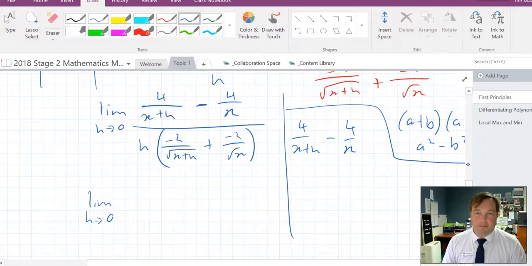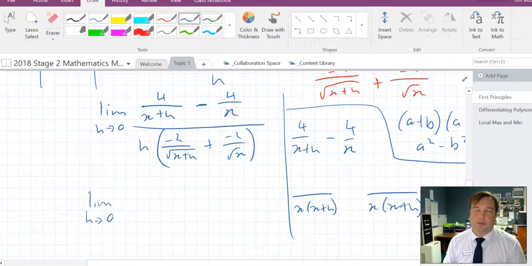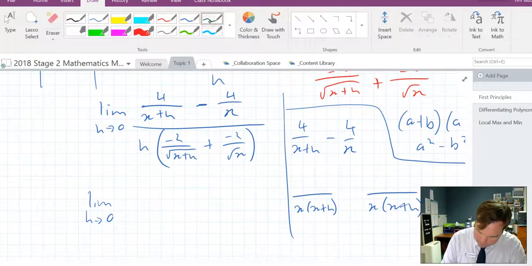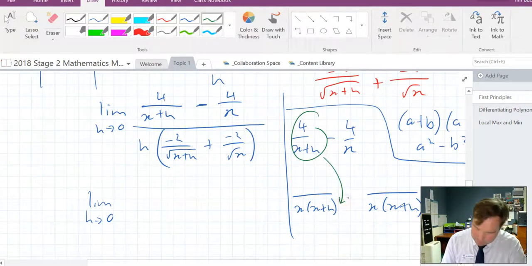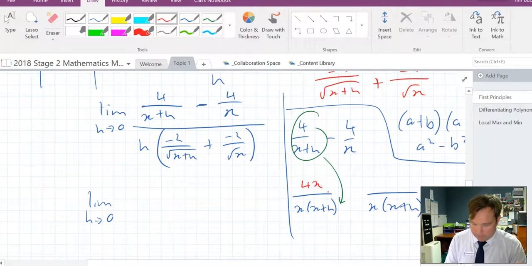Now, some of you might be able to simplify that really comfortably. Others may struggle a little. What we're going to aim for is x plus h as a common factor on the bottom. The reason we're choosing that is because we can multiply both of them up to get there. And then to get from here to there, we multiplied by x. So we have to do this. What we do at the bottom, we have to do the same to the top. So that becomes 4x on the top.